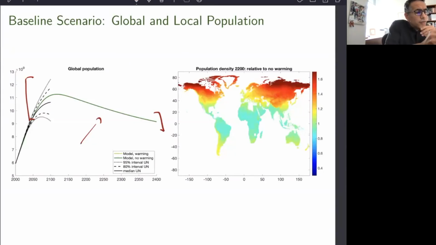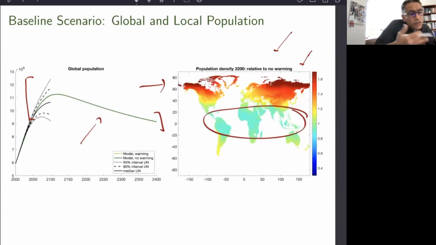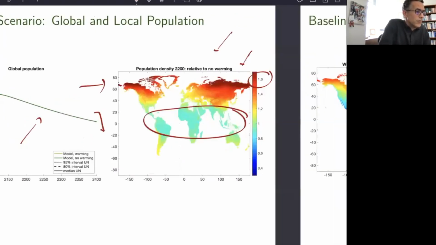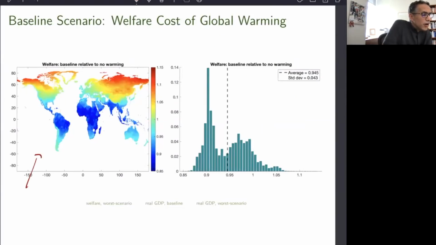The map on the right is the effect on mobility. People move to the northern latitudes and leave these places, but the northern latitudes are relatively unpopulated, not densely populated. So 60% more population there doesn't mean huge migrations. About 6% of the world population will be in a different location according to this. That amounts to about 600 million people changing location as a result of global warming. And that all ends up affecting welfare.